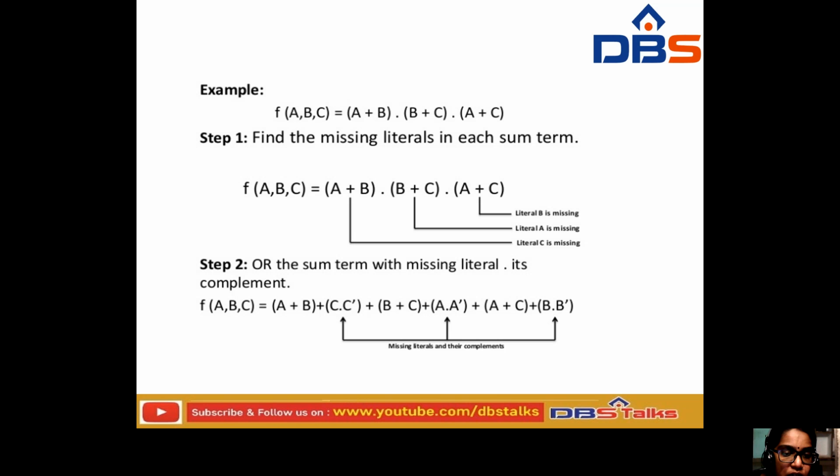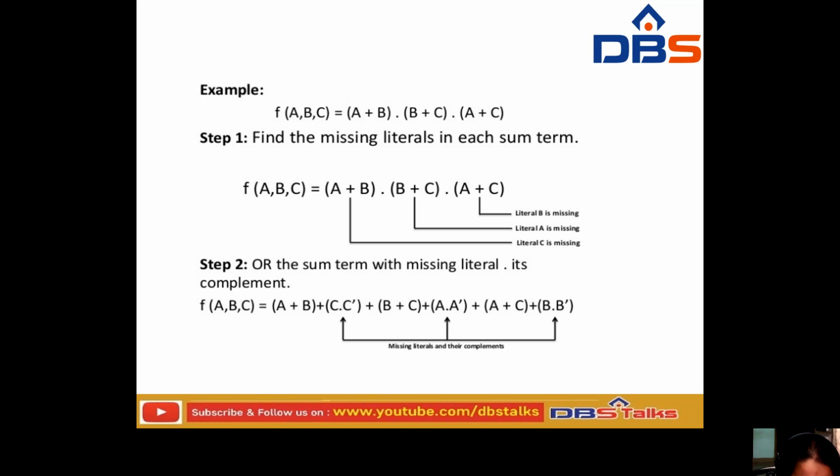Plus c into c dash, plus a into... here the missing literal is c, so we have applied this formula by using the distributive law. c into c dash is 0, so a plus b plus 0 becomes a plus b. Okay, a into a dash also becomes 0. Just like that we have performed the operation here.